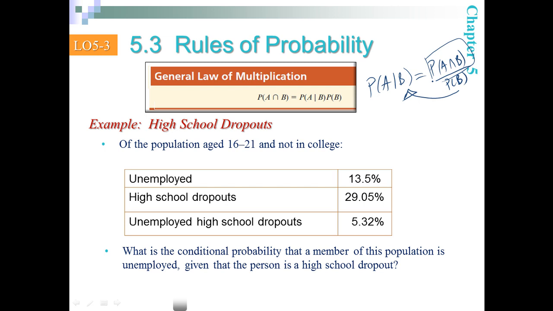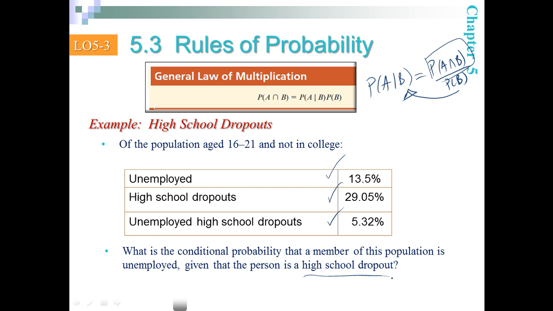So here's an example. We've got a population of kids that are not in college, 16 to 21, and they're either unemployed, they're high school dropouts, or they're unemployed high school dropouts. All right, so it's possible to drop out of high school but still have a job, and it's possible to be unemployed and not have dropped out of high school. So what we're interested in then is the conditional probability that a member of this population is unemployed given that they dropped out of high school.